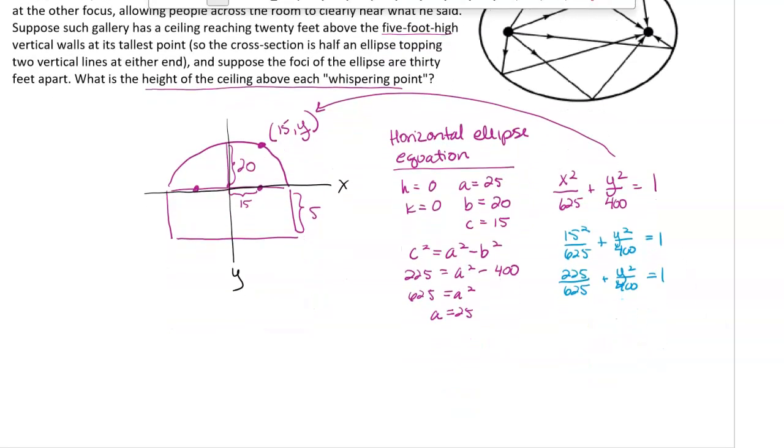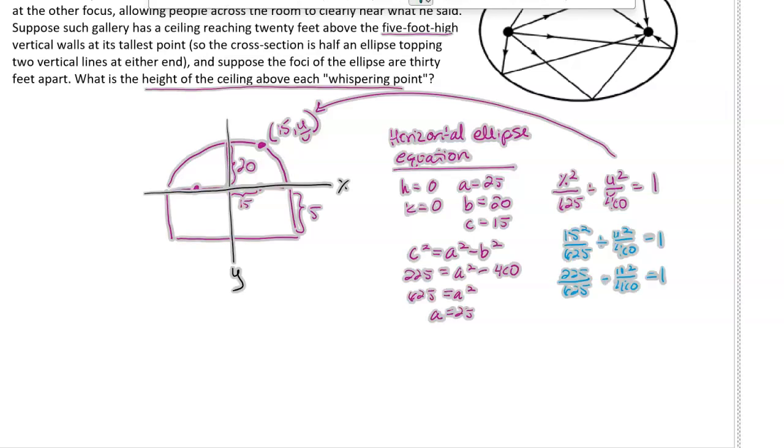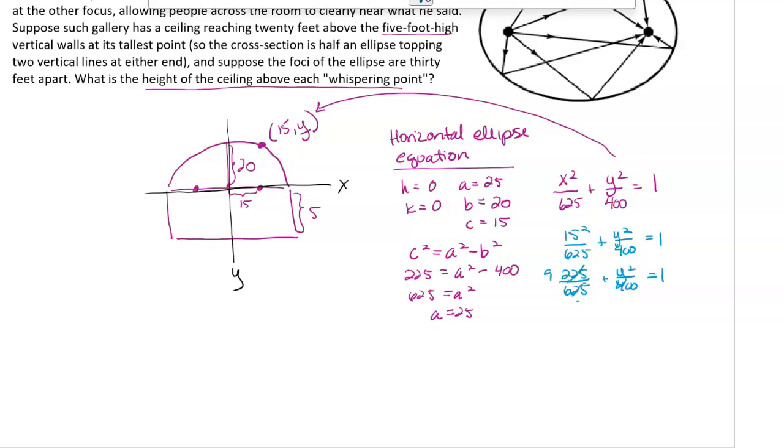And then 625 and 225, those are both divisible by 25. So I can reduce this. This would become a 9. This would become a 25. Now I'm trying to solve for y. So I'm going to take this 9/25 and subtract it over so that this goes away. Now I've got y squared over 400 equals 1 minus 9 over 25. We should think of 1 as 25 over 25. And when I subtract those, I get 16 over 25.